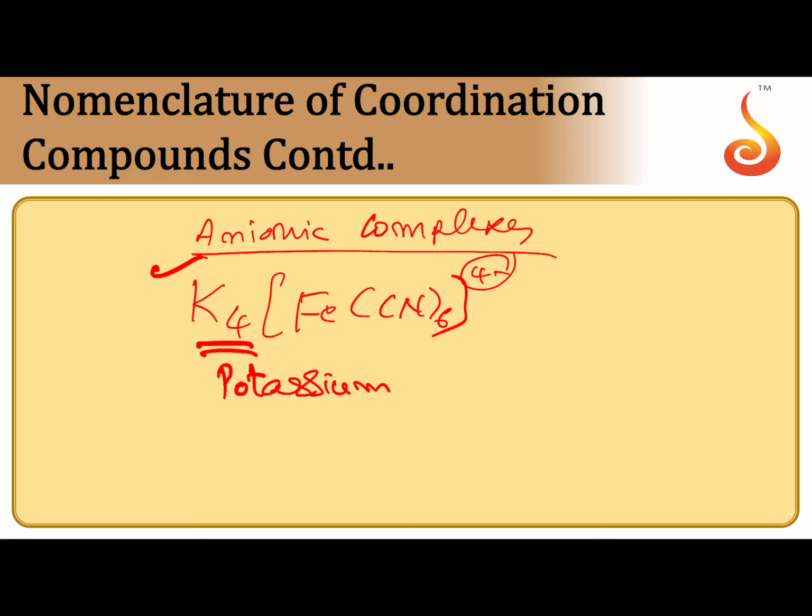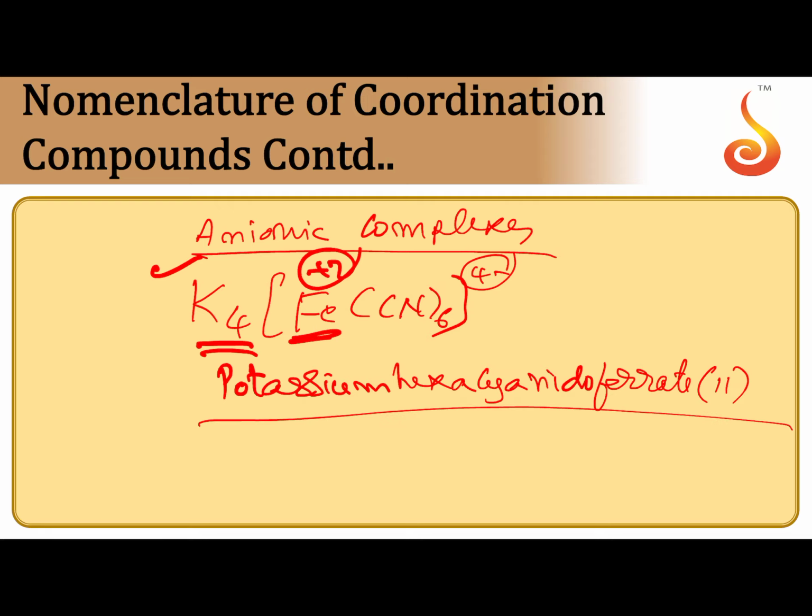Then hexacyanido. First you write the names of ligands along with their number. Hexacyano or cyanido. This is the latest method, cyanido. Then the central metal atom is iron or ferrum. Its oxidation state is +2. Remember, in anionic complexes, the name of the central metal atom ends with ATE. At that time, better you take the Latin word ferrum, ferrate. The oxidation number is mentioned in the bracket, 2. Potassium hexacyanidoferrate(II).